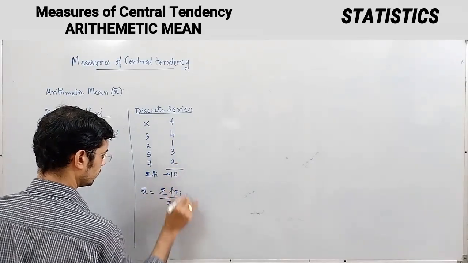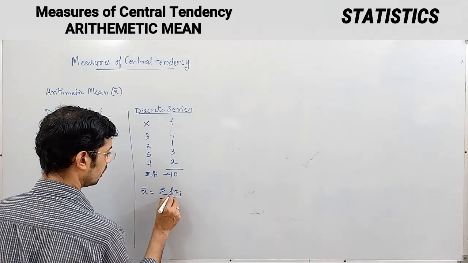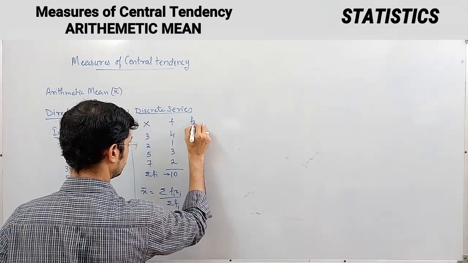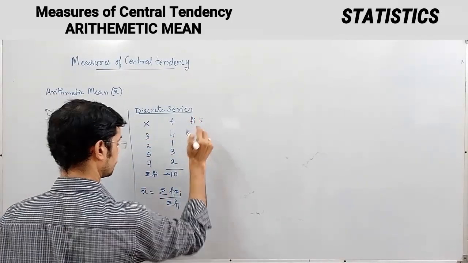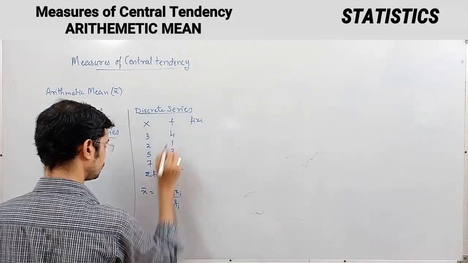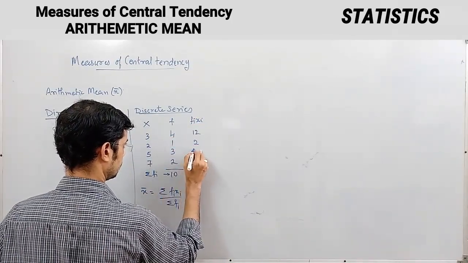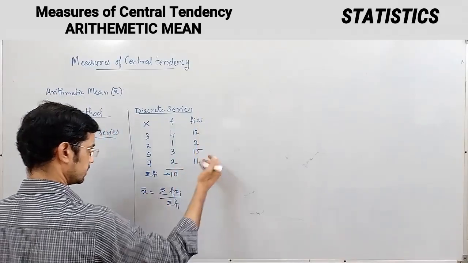Now look at this formula. We have this part, we need this part. For this part we need to find the sum of all products of fi xi's. So this is fi into xi, and their products here: 4 3s are 12, 2 1s are 2, 5 3s are 15, 7 2s are 14. Now find their sum.